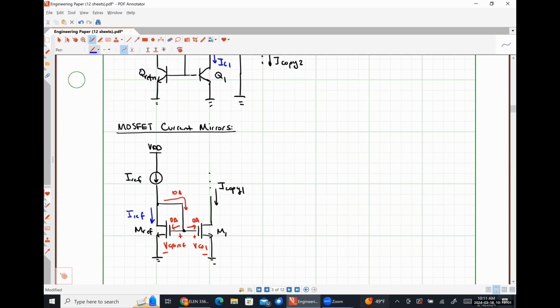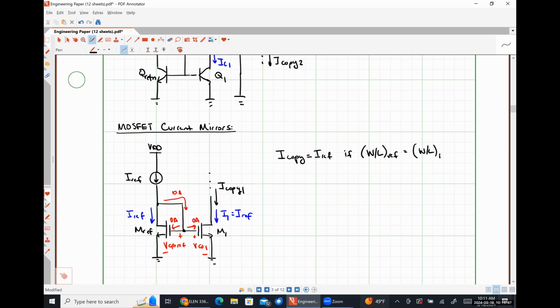So since both of these devices have the same VGS, this current I1 is ostensibly going to be equal to IREF as well. There is, however, a caveat here. Okay? The caveat is that we could say that I copy 1 is equal to IREF if the aspect ratio of the reference transistor and the aspect ratio of the copy transistor are the same.